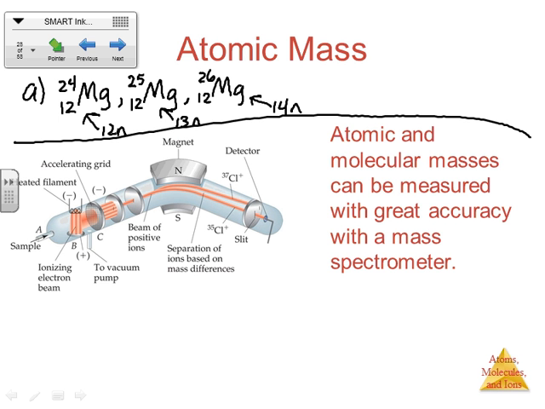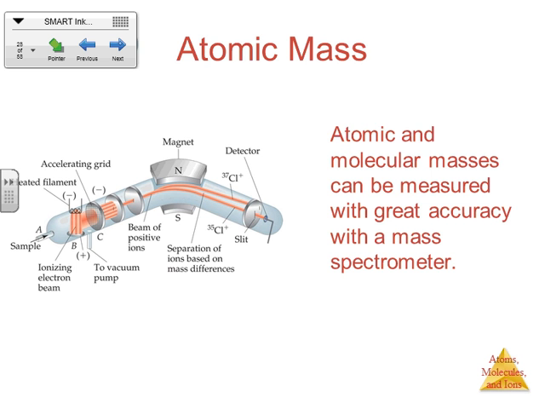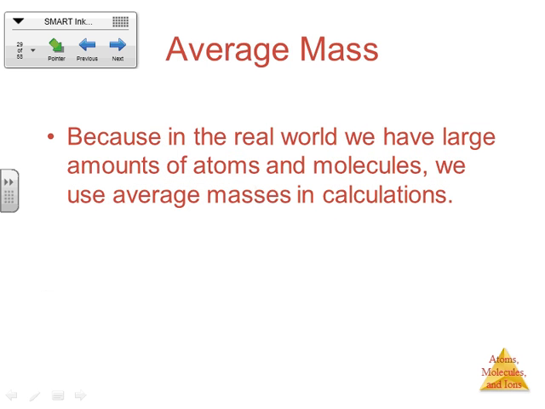Hopefully pretty easy stuff. All right, atomic mass. The next thing on the next page. Atomic and molecular masses can be measured with great accuracy with a mass spectrometer. I'm not going to talk a lot about that right now, but that's a piece of equipment you can use. Sorry, I'm trying to get through this quickly.